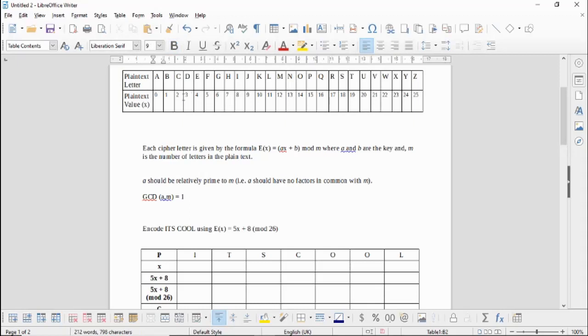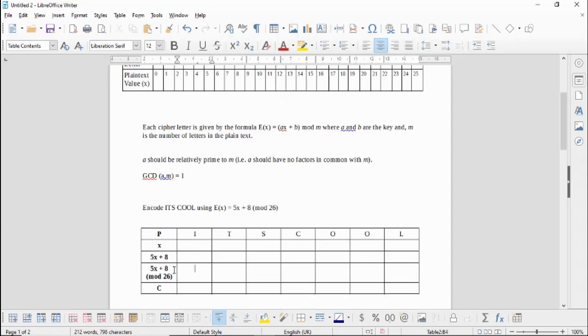These numbers here, for example, for the letter T, the plain text value will be 19. For the letter M, the plain text value will be 12. This is what you put in the x row. For 5x + 8, that is what you will get when you put the x value into the equation. For example, if x was equal to 1, 5x + 8 would be 13. 5x + 8 mod 26 is the remainder when you divide the number by 26 or any multiples of 26.